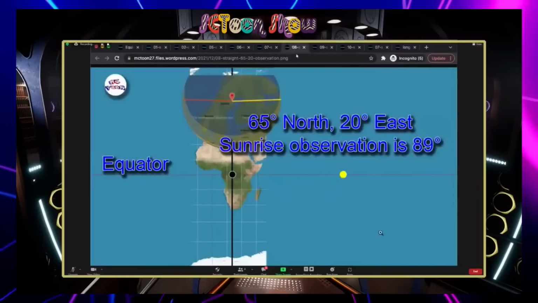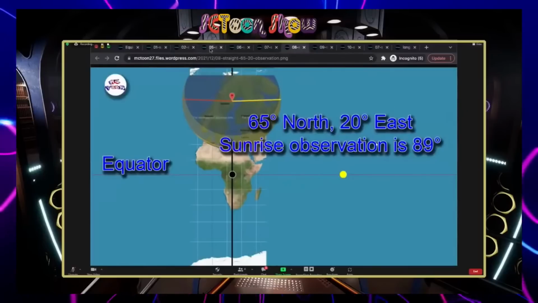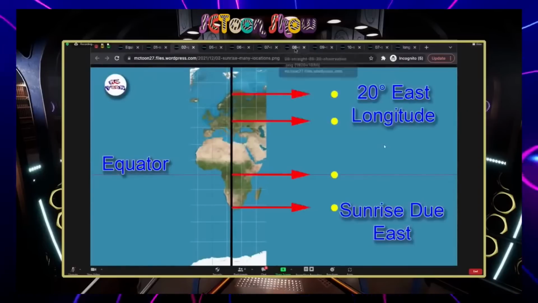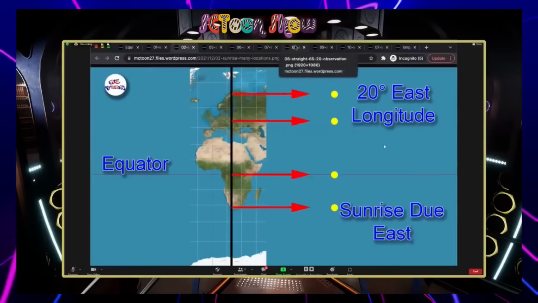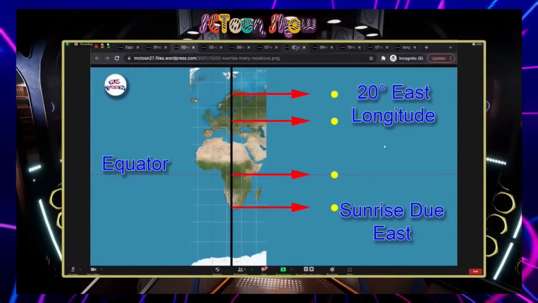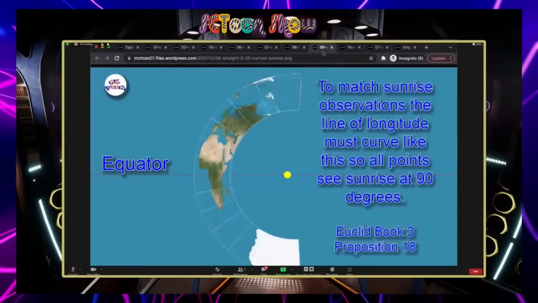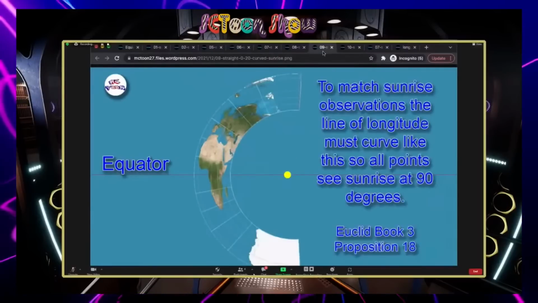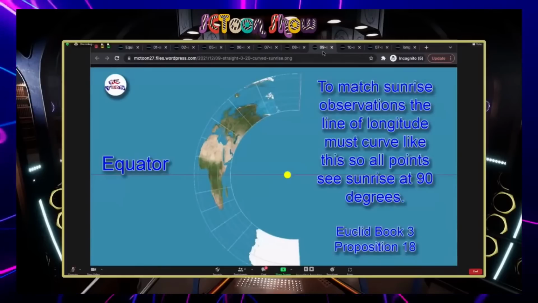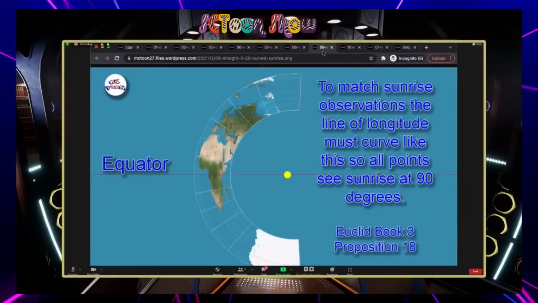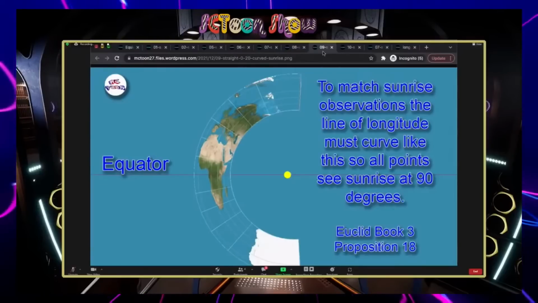So the problem is that that's not pointing to the same spot. You can't have multiple suns. There's just one sun, unless there's some explanation for it, but it doesn't seem to work. Anyway, it points to the wrong spot. So what do we do? Well, we have to curve the entire line of longitude so that everybody on the line of longitude simultaneously can look due east and see the one sun at the moment of sunrise.